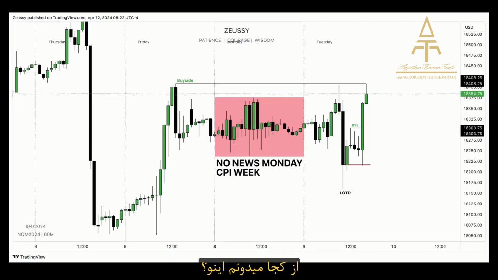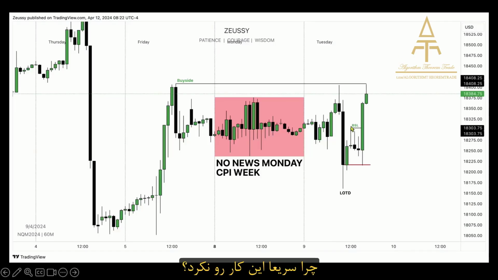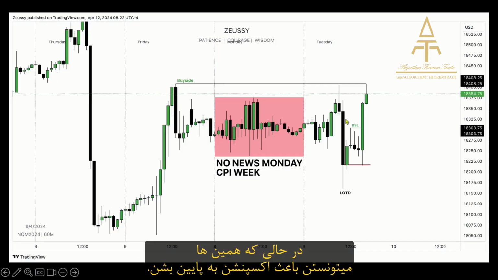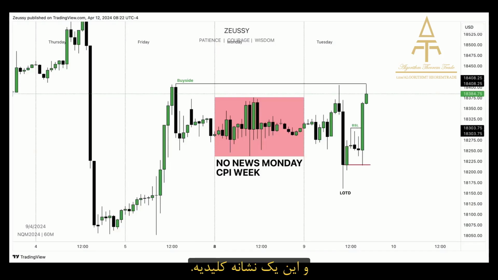Why? How could one know that? Well, think about it this way. If the market was going to expand lower ahead of CPI, why didn't it occur right away? Why did it take 3 candles before the market eventually reversed? Meaning first candle, second candle, third candle, fourth candle reversed and expands higher. So there were 3 candles that could have expanded lower, but it didn't. Instead, they just engineered buy side liquidity, and that is a key signature.